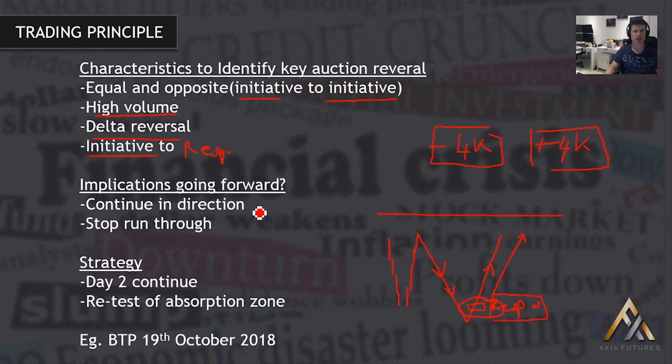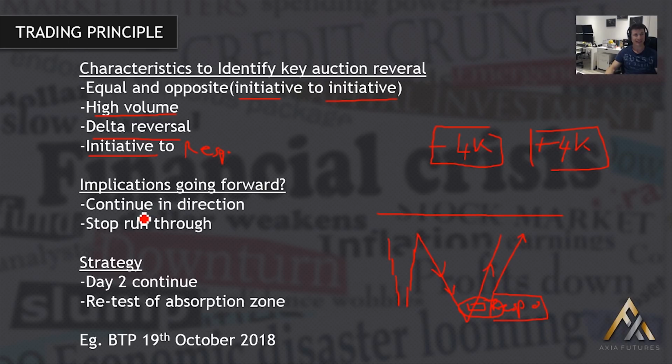Now, it's important to discuss the implications going forward, because a lot of people tend to think, oh, I missed an opportunity, it was the low, and now I'm never going to make money. I was buying it the whole way down, etc. But there are very strong implications to key auction reversals. And again, I discussed this quite thoroughly in the Footprint course.